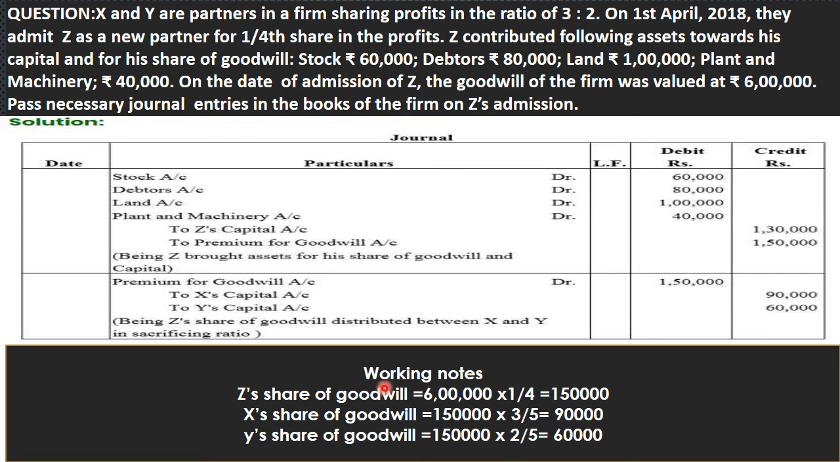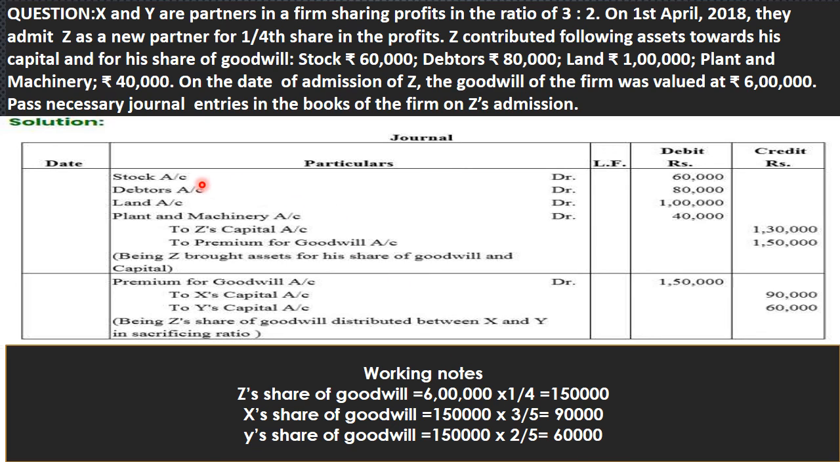Now, first we will compute Z's share of goodwill, which is equivalent to 6 lakh into his share, which is 1/4. So that amount is rupees 1,50,000. And as I told you, in case 2, whoever brings the goodwill money, it will be distributed in the sacrificing ratio, and in this question the sacrificing ratio will be the old ratio, because this question falls under category 1 of sacrificing ratio computation, in which I told you that when the old ratio is given and the new partner's share is given, and no other information, then your old ratio is the sacrificing ratio. Now after computing their sacrificing ratio, we will distribute this 150 in their sacrificing ratio, out of which X will get 90,000 and Y will get 60,000.